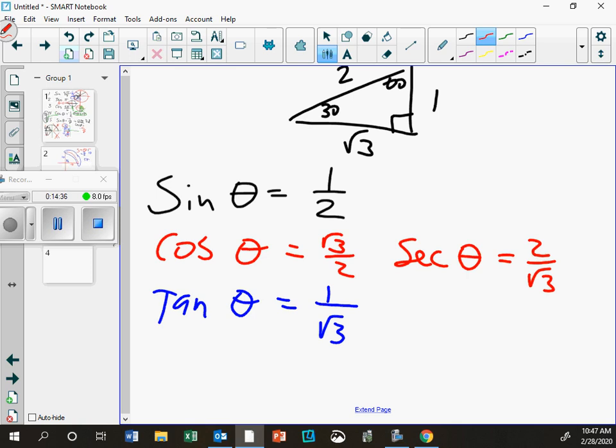Now you guys know the SOHCAHTOA thing, right? Okay. Sine is opposite over hypotenuse. Cosine was CA, adjacent over hypotenuse. And so then what is secant? Hypotenuse over adjacent. Very good. And then tangent is TOA, opposite over adjacent. Okay. Sine, cosine, tangent. Now, we've got secant.